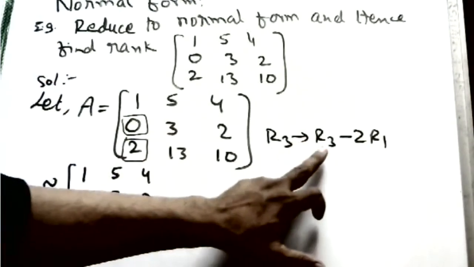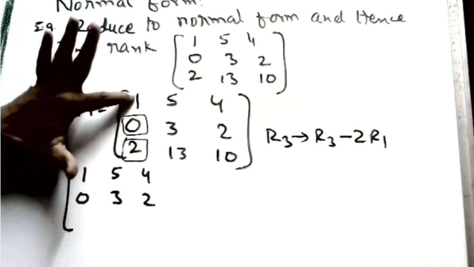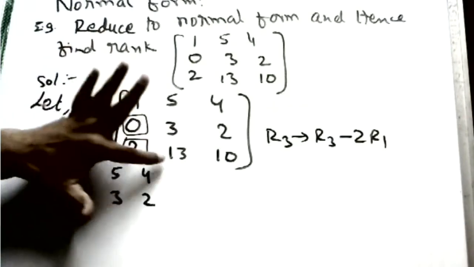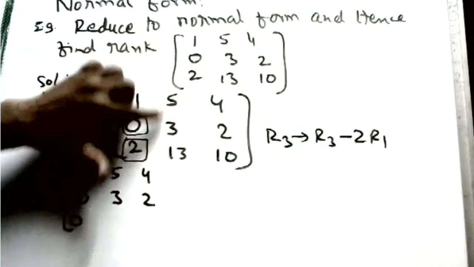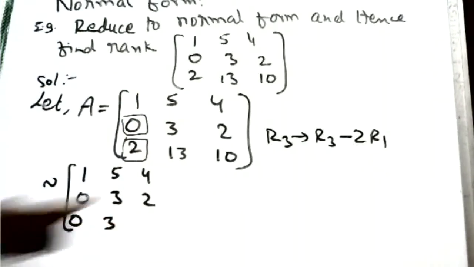We are not changing these two rows. Now we are changing this row according to this rule: R3 minus 2R1. 2 ones are 2. 2 minus 2 will be 0. R3 minus 2R1. 2 fives are 10. 13 minus 10 will be 3.